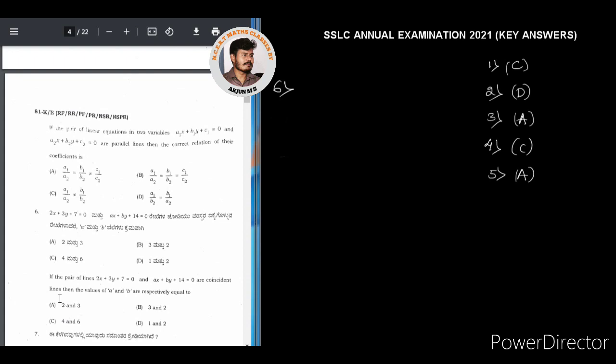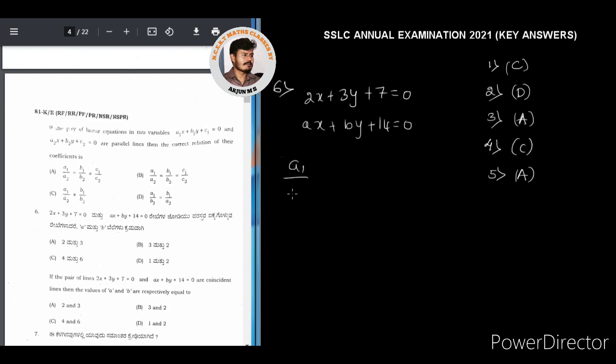In that question, if the pair of lines 2x + 3y + 7 = 0 and ax + by + 14 = 0 are coincident lines, then the values of a and b respectively are equal to. So now here we should find out the values of a and b by using coefficient ratios, because they are given the type of lines. So these two lines are coincident lines.